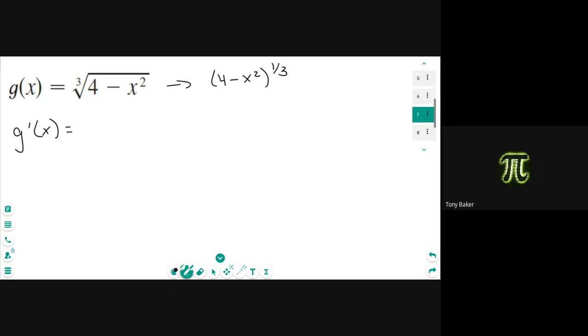All right, so this is 4 minus x squared to the 1/3 power. So I have a chain rule. What's the derivative of the inside? 2x. And then I bring down the 1/3, 4 minus x squared, and subtract 1. And then I get a 2/3. Oh, you're right, it would be negative 6. Good catch.